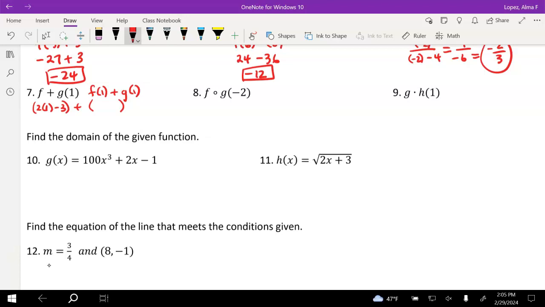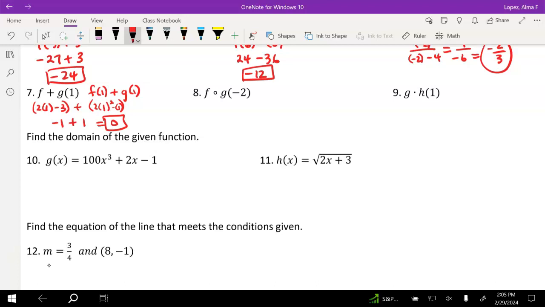For g of 1, we're going to plug into 2x squared minus x. Again, for each x, we'll plug in a 1. 2 minus 3 is going to give us a negative 1, plus 2 minus 1, which is 1. It's equal to 0. It is okay to have answers of 0.